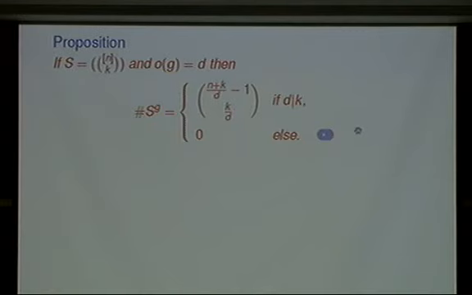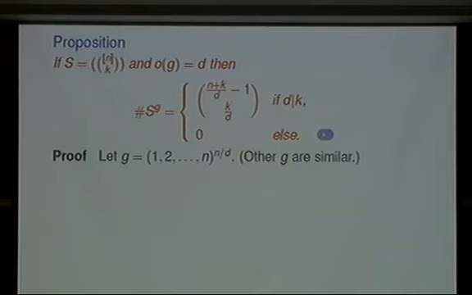So why is this true? Well, we need to take a group element of order d, and I'm going to take the n over d-th power of the cycle. Now, of course, this is not the only group element of order d, but it's the simplest to deal with, and once you see the proof for this, it's easy to figure out what modifications you need for the other elements of order d. So let's use this.